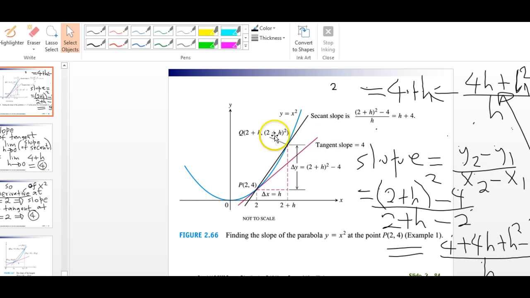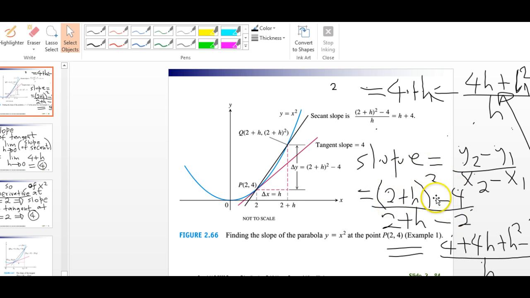So what is y2? y2 is the y coordinate of the second point, which is 2 plus h squared, right? And that's y2. So y2 minus y1. What is y1? y1 is the y coordinate of the first point, the point that we want, which is 4. So it's y1, which is 4, divided by x2, which is the x coordinate of the second point, 2 plus h, minus x1, which is the x coordinate of the first point, which is actually 2. So we have y2 minus y1 over x2 minus x1.